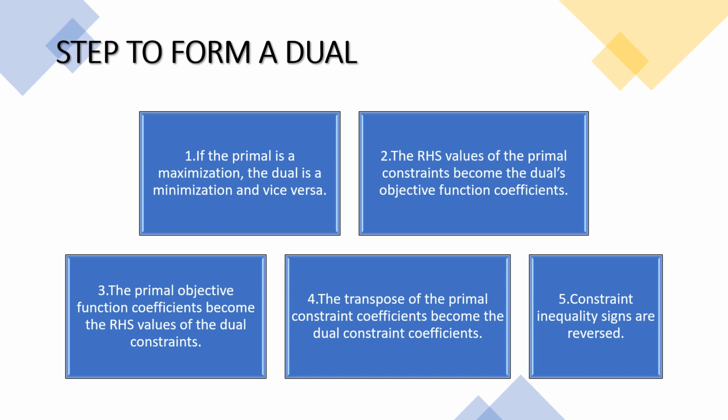Steps to form a dual. First step, if the primal is a maximization, the dual is a minimization and vice versa. The second step, the right-hand side values of the primal constraints become the dual objective function coefficients. The third step, the primal objective function coefficients become the right-hand side values of the dual constraints. Fourth step, the transpose of the primal constraint coefficients become the dual constraint coefficients. And the final step, constraint inequality signs are reversed.